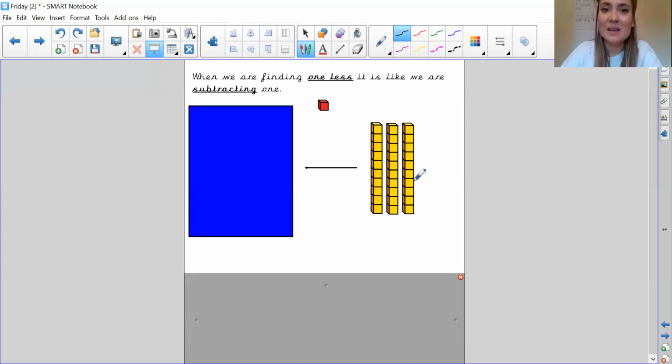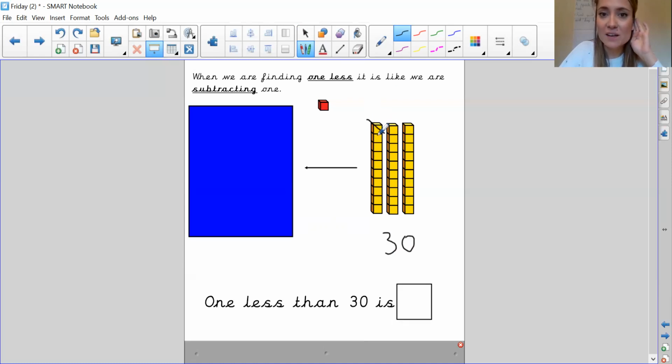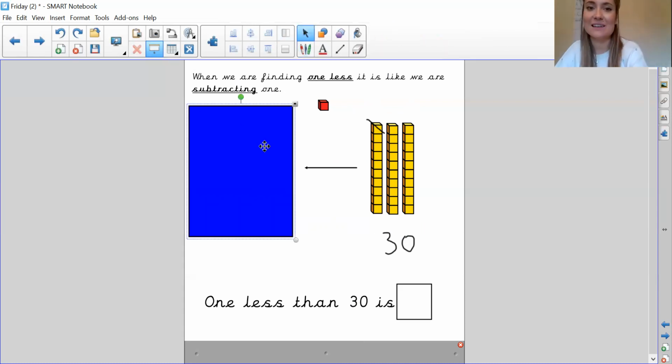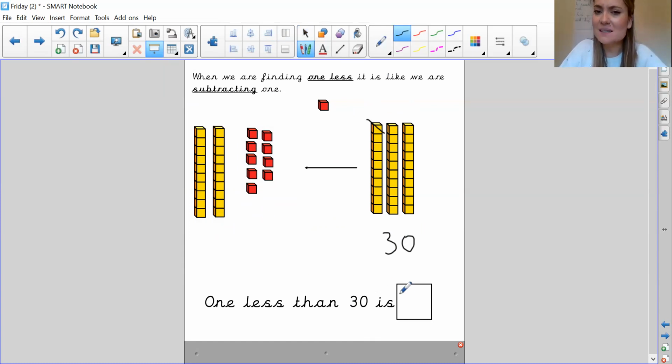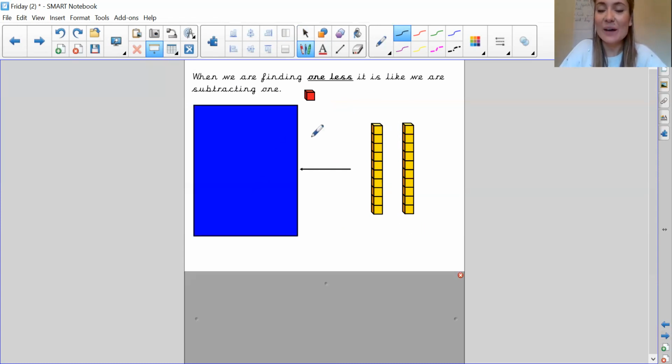Okay, let's have a look. So what number have I got there? Can you tell me? 30, 10, 20, 30. So let's work out what 1 less than 30 is, so I can cross off 1. How many ones have I got there? 9, good. So I've got my 2 tens and 9 ones. Let's have a look if you're right. 2 tens and 9 ones. 1 less than 30 is 29. Well done. Sure, you can write your 9 a little bit neater than me. There we go.